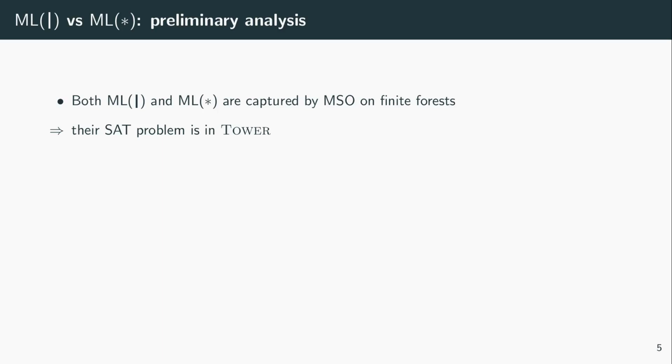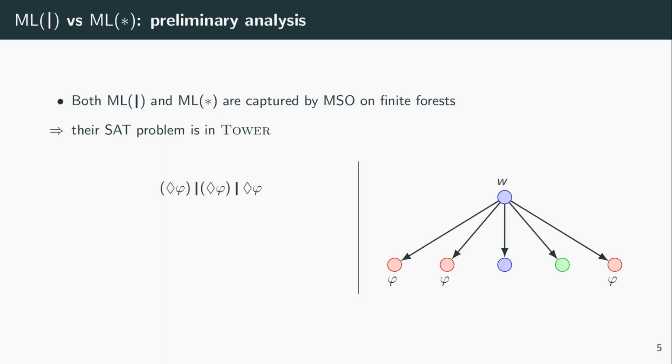Another easy connection that we can make is between ML chop and graded modal logic. Now, if I give you this formula here on the left, it states that your finite forest can be split into three pieces, each of them where the current node has a child satisfying phi. So for example, for this model on the right, the splitting can take place in this way.